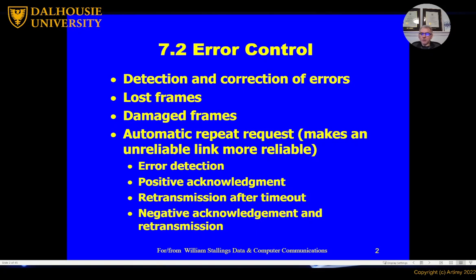In that case, the transmitter relies on timeouts. It sends a frame and waits a reasonable amount of time to receive an acknowledgement. If the acknowledgement doesn't come back, it says, okay, the frame must be lost. Either the frame is lost or the acknowledgement is lost, so I'm going to retransmit the frame. These are the basic mechanisms, and we will see how we put them together in different techniques.